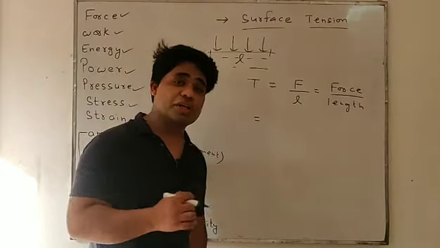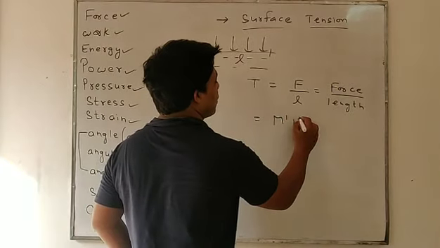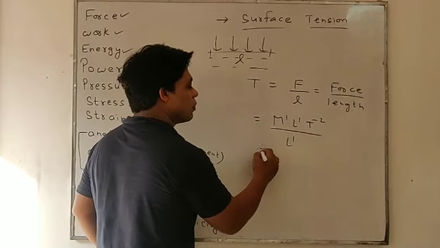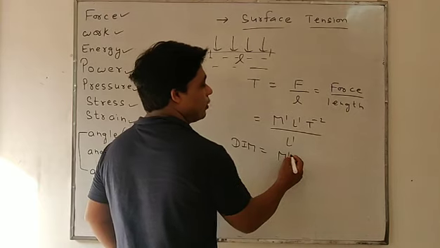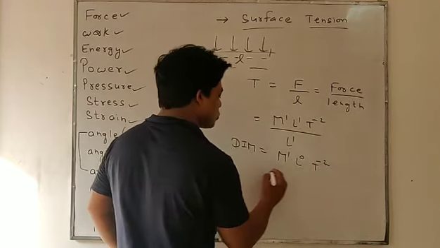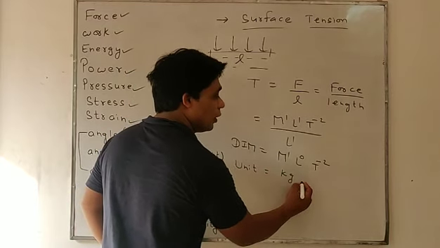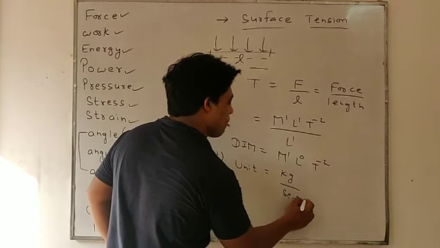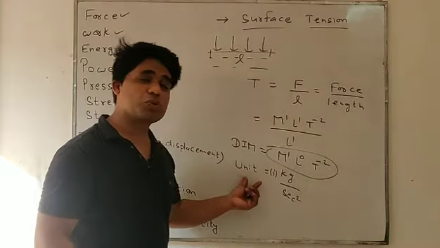We just did the dimension of force. What is the dimension of force? Yes, M1 L1 T minus 2. And for length, L1. L1 and L1 cancel out. So what will be the dimension of surface tension? M1, L0, T minus 2. And what will be its unit? For mass, kilogram, no length, time second square. So kilogram upon second square. I found its unit by the dimension formula.